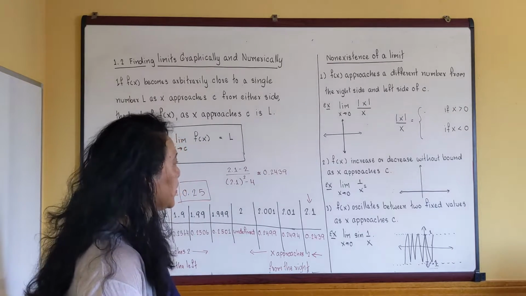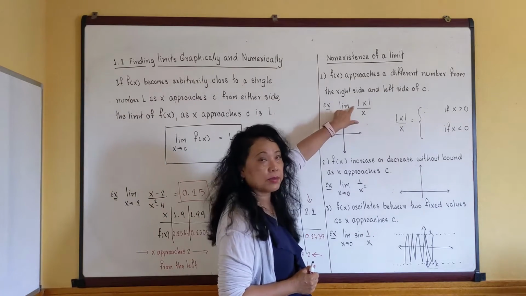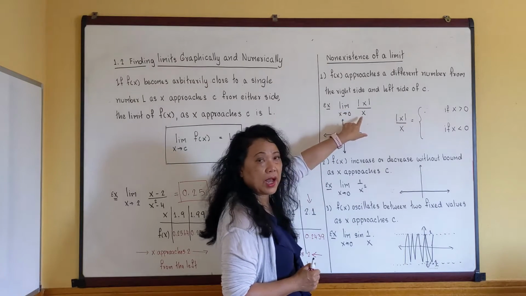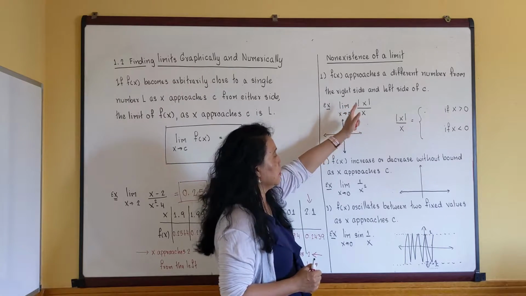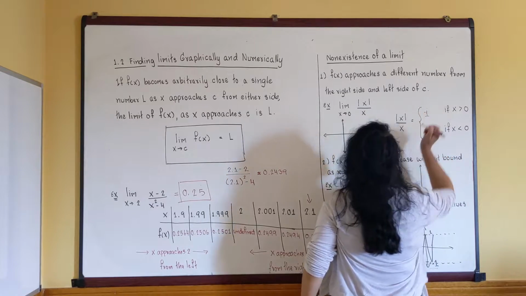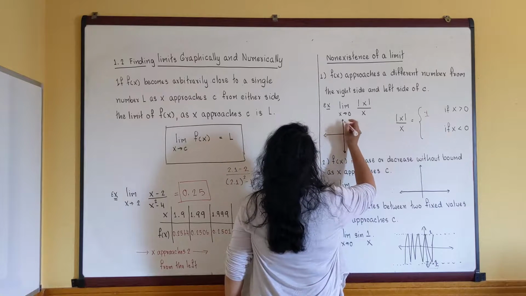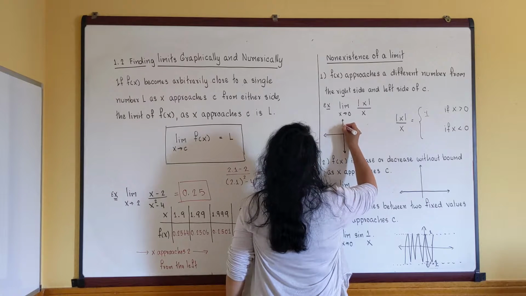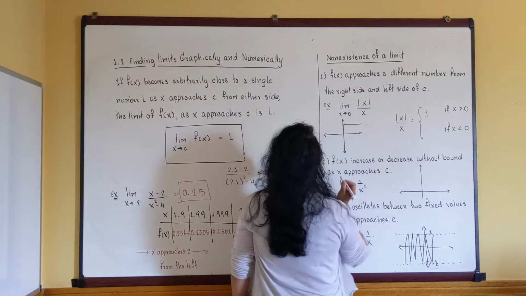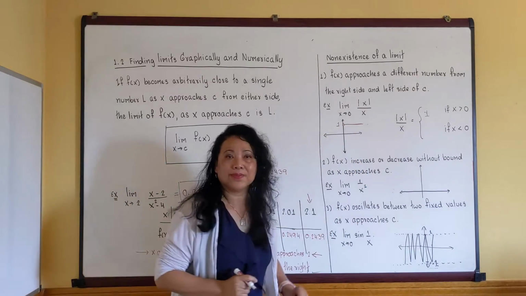Now let's pick a number from the right. You can pick the number 5, for example. Absolute value of 5 over 5, you're going to end up with 1, because they are the same number. So it's going to be positive 1. So any number from the right, you're going to get positive 1. Anything approaching from the right is going to be equal to 1, but x cannot be 0.